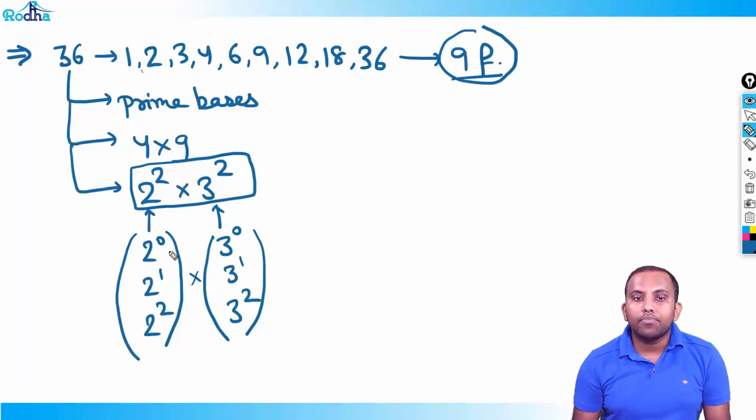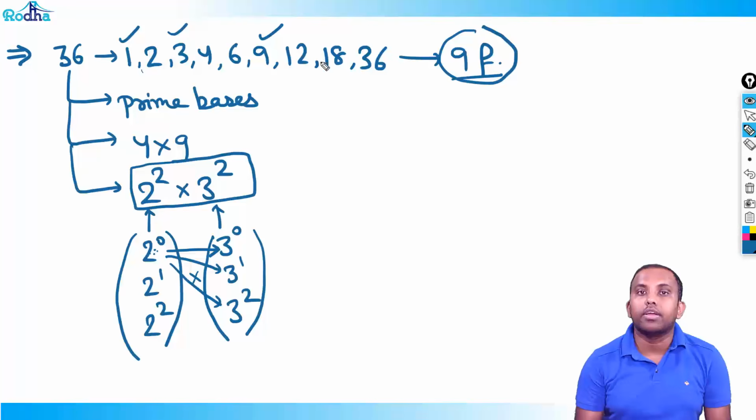For example, 2 raised to 0 into 3 raised to 0. 2 raised to 0 is 1, 3 raised to 0 is 1, so 1 into 1 gives me 1. 2 raised to 0 into 3 raised to 1, 1 into 3 gives me 3, the second factor. 2 raised to 0 into 3 square, that is 1 into 9, gives me 9, the third factor. Similarly, 2 raised to 1 into 3 raised to 0, that is 2 into 1, gives me 2.